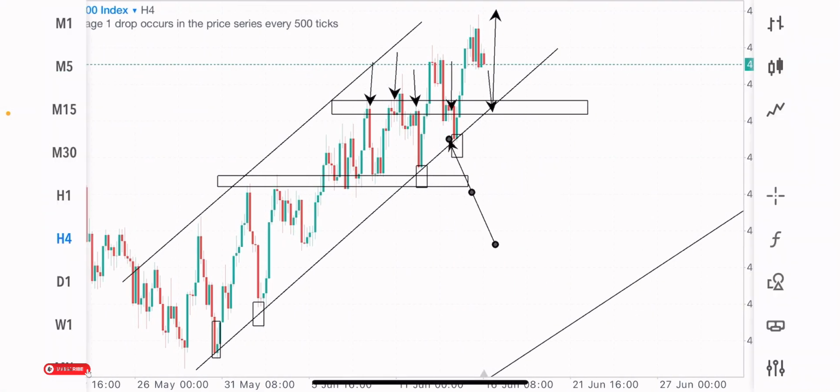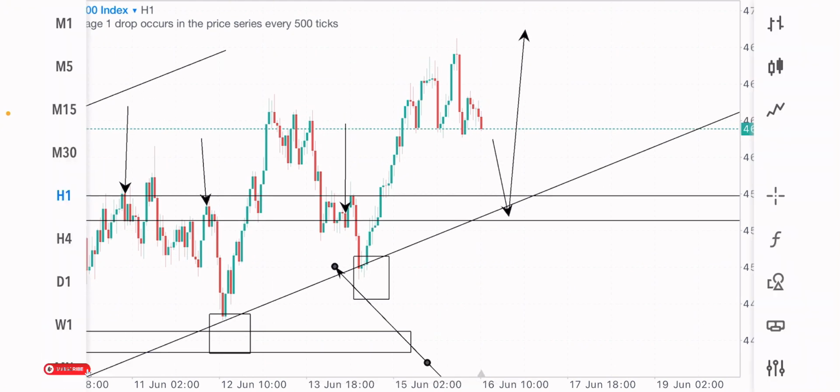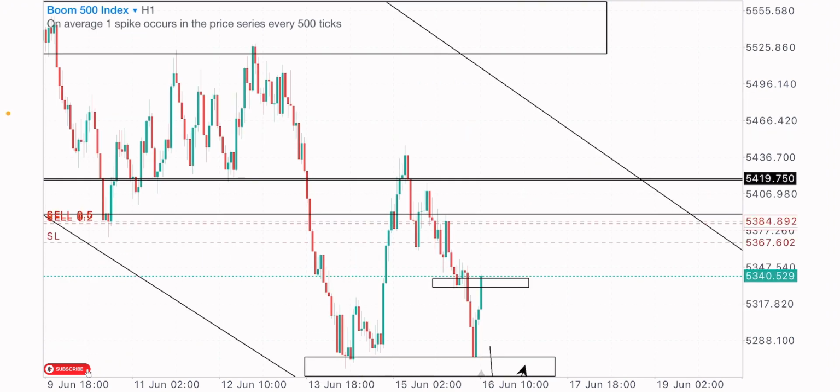Yeah, so that's it, guys. That's my view and market analysis on Crash 500 index, and that's how I was also able to take the sell trade on Boom 500 index.